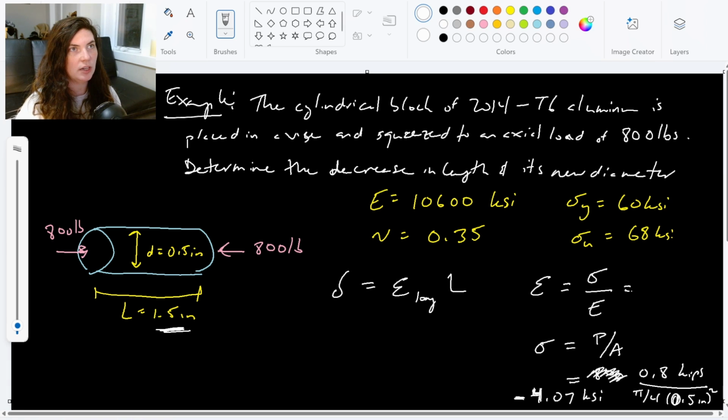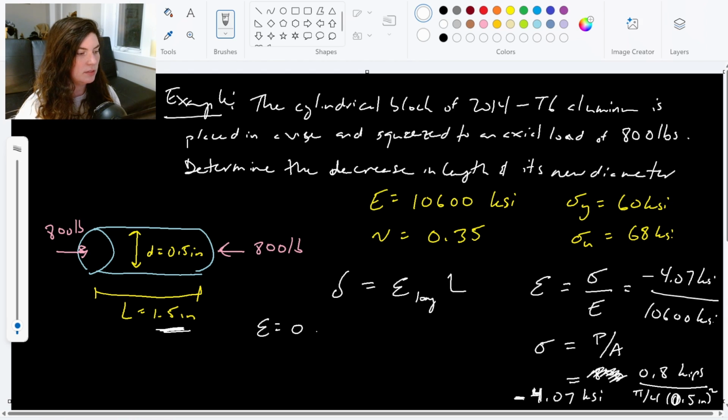When I plug into this strain equation here, I have negative 4.07 KSI over the modulus of elasticity we got from the table, 10,600 KSI. And when I pop that into my calculator, it gives me a strain of, again, negative 0.0000384. And this is technically dimensionless, but I'm going to put inches per inch for my strain here.